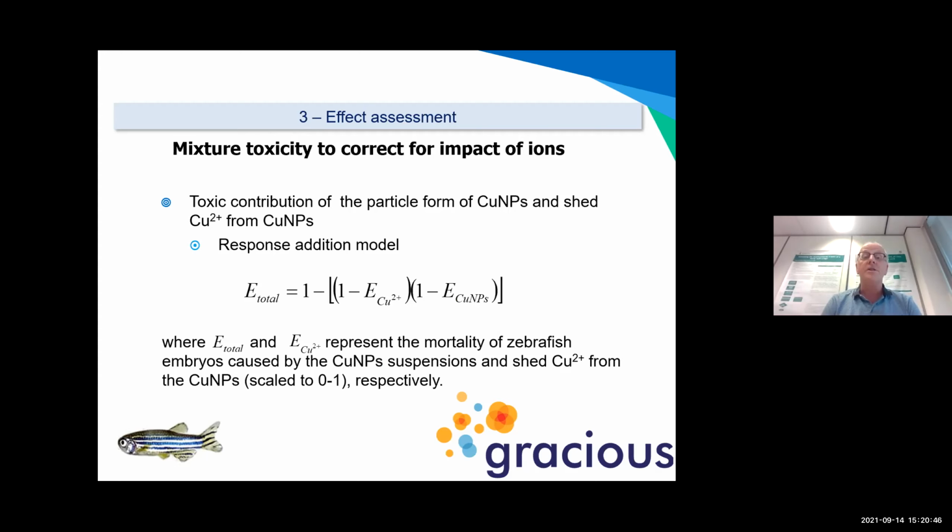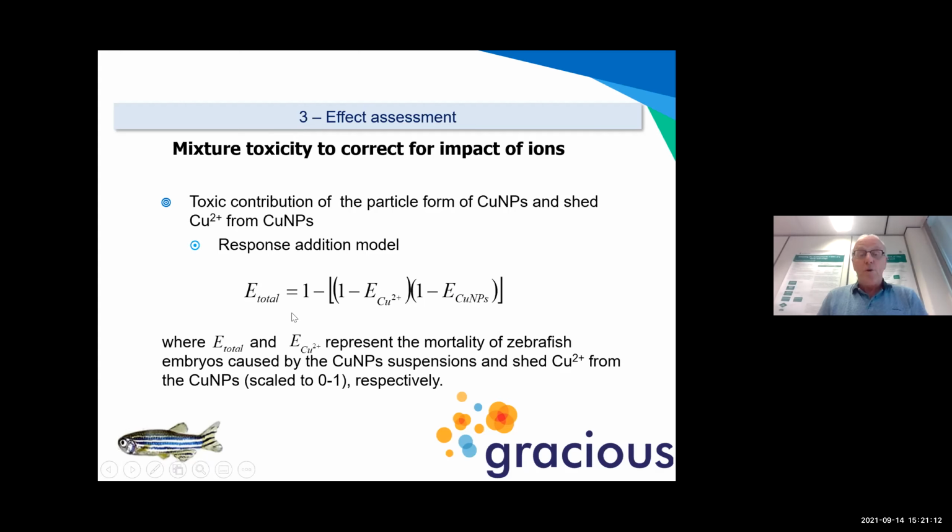And we can then use the basic rules of mixture toxicity, as developed for instance for organic chemicals, to model the contribution of each of the constituents, the ions or the nanoforms. In this case, we use the response addition model, assuming that there is a difference in the mechanism of toxicity of the ions and the particles.